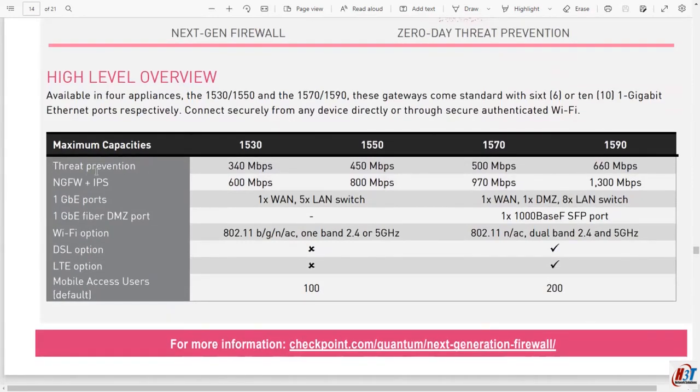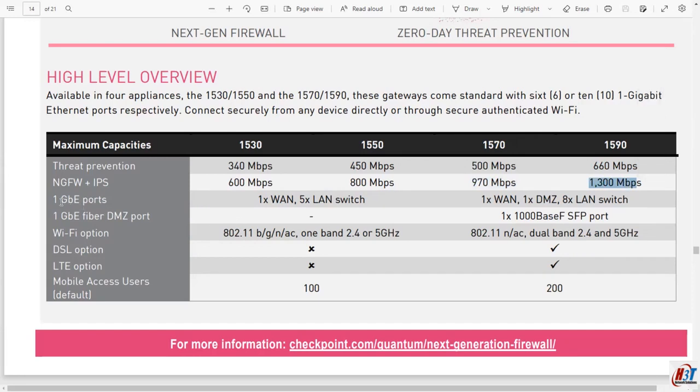Coming back to the numbers, the threat prevention is 340 Mbps on the 1530, 450 on the 1550. So these are all in the Mbps range, not, I mean, below 1 GB. 1570 gets 500 Mbps and 1590 gets 660 Mbps on the threat prevention side. Now, if you look under the NGFW plus the IPS, it has 600 on the 1530, 1550 gets 800 Mbps, 1570 gets 970 Mbps, and 1590 gets 1300 Mbps. So you can say 1.3 GB.